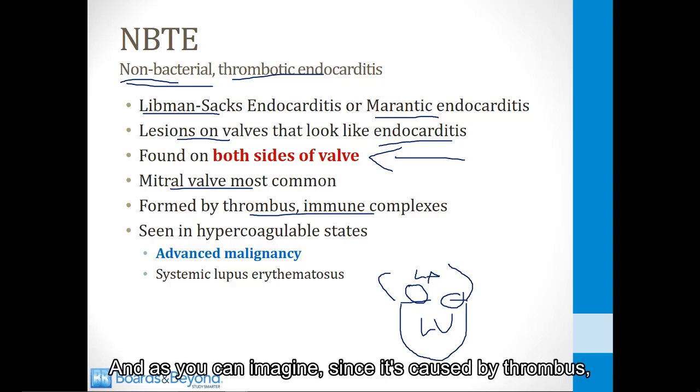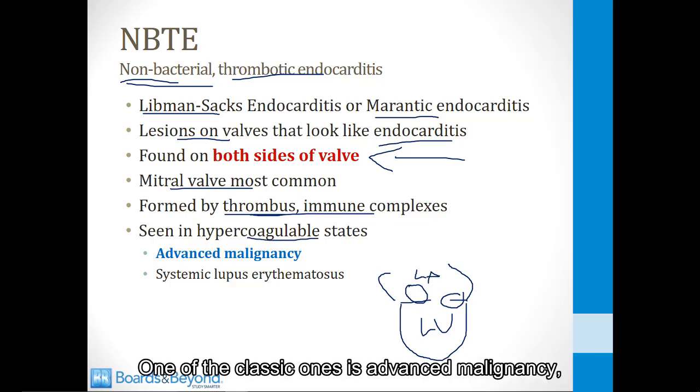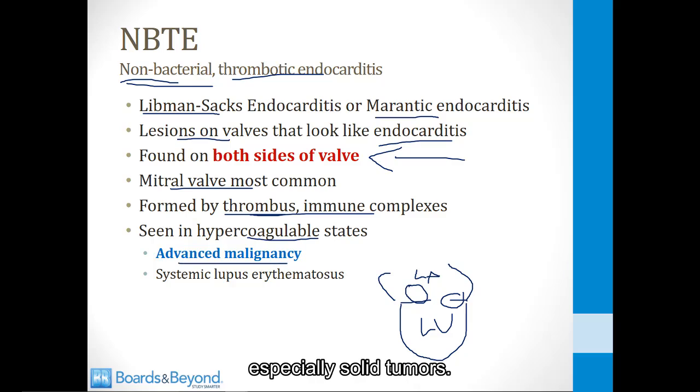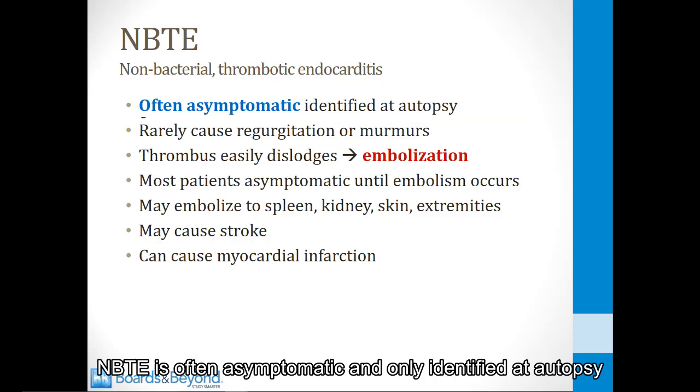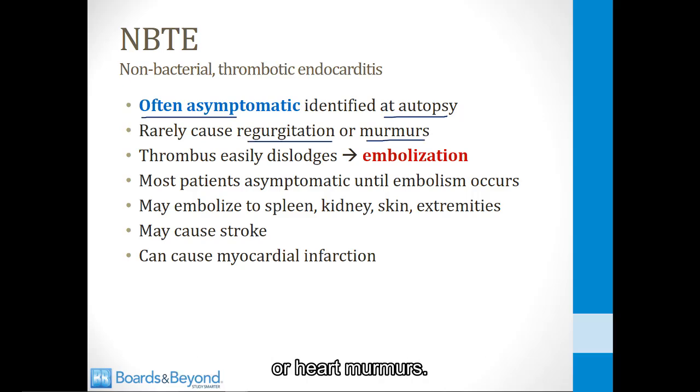And as you can imagine, since it's caused by thrombus, it's seen in many hypercoagulable states. One of the classic ones is advanced malignancy, especially solid tumors. It also occurs in patients with lupus. NBTE is often asymptomatic and only identified at autopsy after a patient with advanced malignancy dies. The lesions of NBTE are relatively small, so they rarely cause valvular regurgitation or heart murmurs.